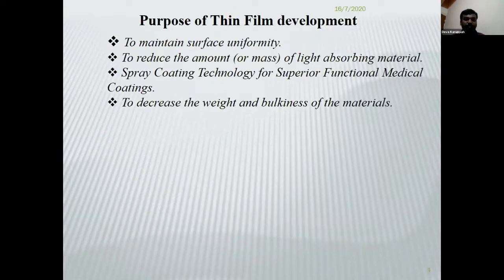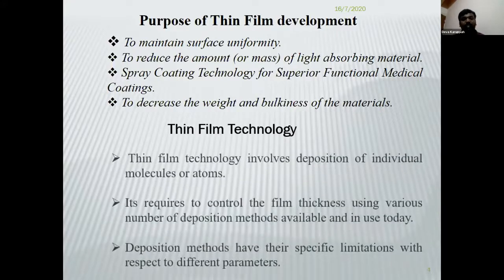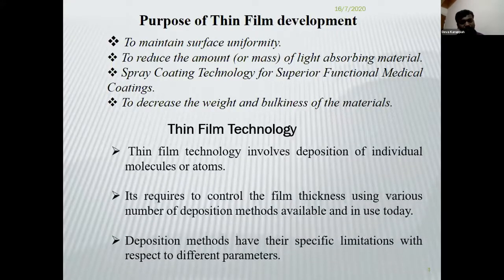The purpose of thin film is to maintain surface uniformity and reduce the amount of light absorbing material. Spray coating technology is used for functional medical coatings to decrease the weight and thickness of the material. We can prepare it on a glass slide. Thin film technology involves deposition of individual molecules and atoms. It requires controlling the thickness of the thin film by varying deposition methods. Different deposition methods have specific limitations with respect to changing different parameters.